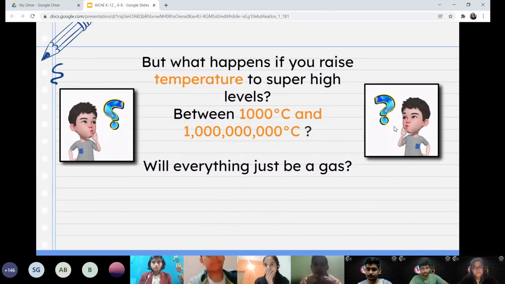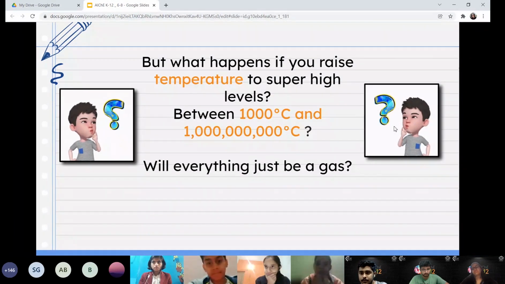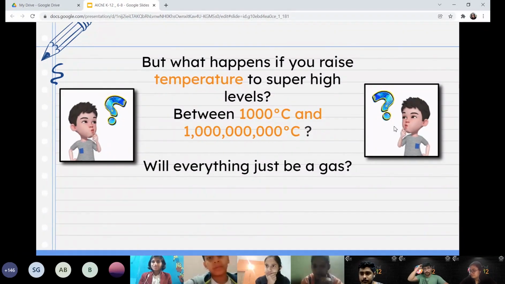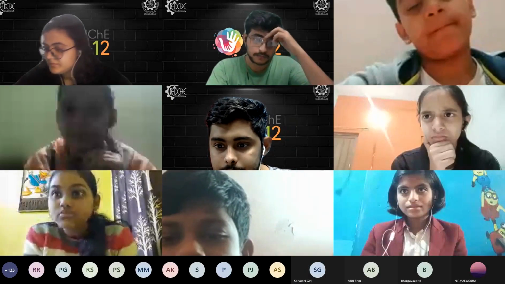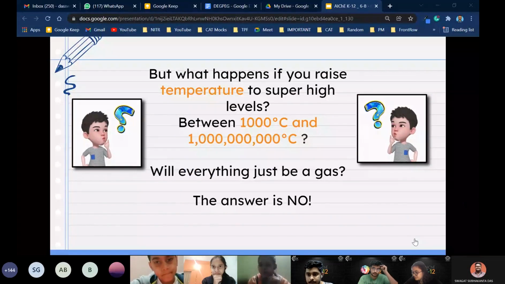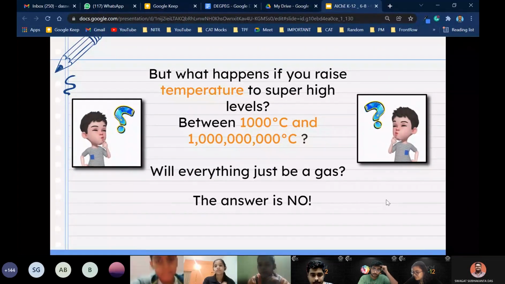As my fellow teammate Arshita explained to you about the three phases of matter that exist in the universe, that is solid, gas, and liquid. Did you get them all? You can raise your hand if possible. Yeah, many of them are raising hands.